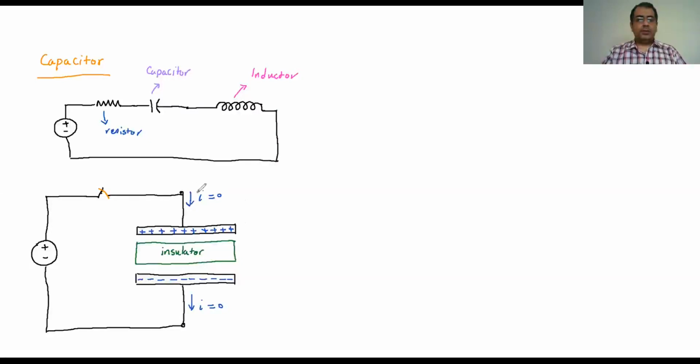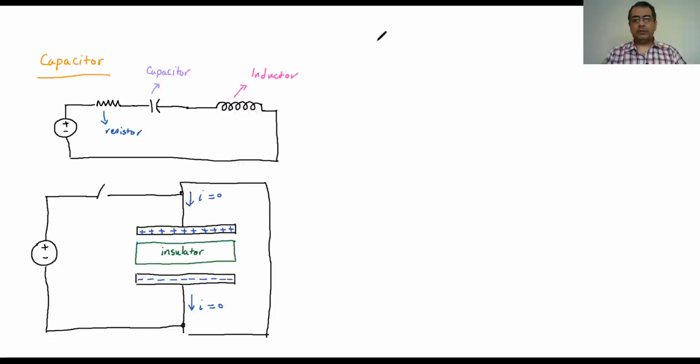So now, if I remove the battery, assume I open the key. It's already charged. And then I connect these two ends together. Then it's going to give me a current in this loop.